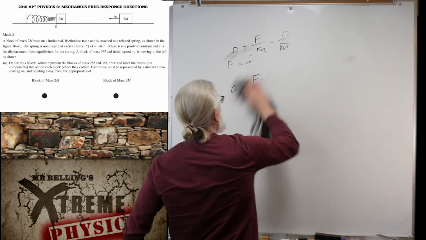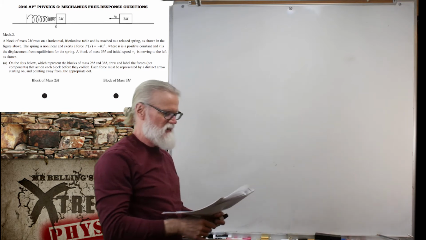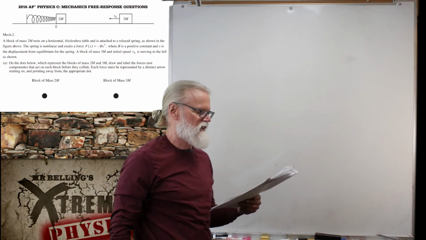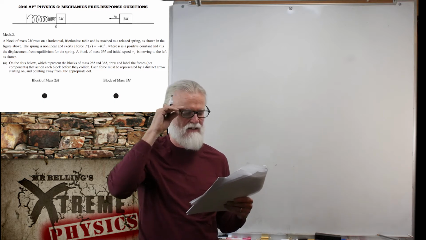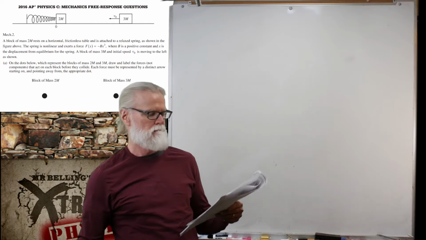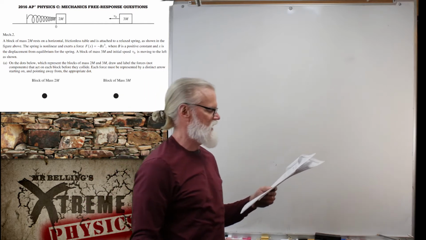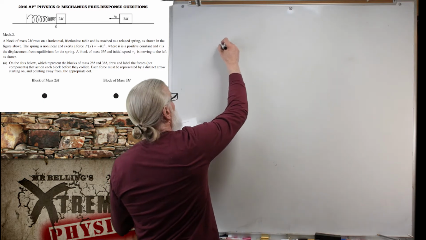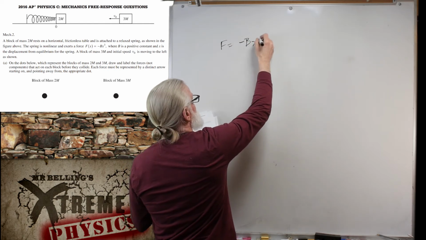Question 2 of 2016. We got a weird looking spring. A block of mass 2m rests on a horizontal frictionless table. All right, frictionless. I like frictionless. And is attached to a relaxed spring. Spring's mellow. As shown in the figure above, the spring has a nonlinear force. It's nonlinear. It's not an ideal spring. So F equals minus bx cubed.